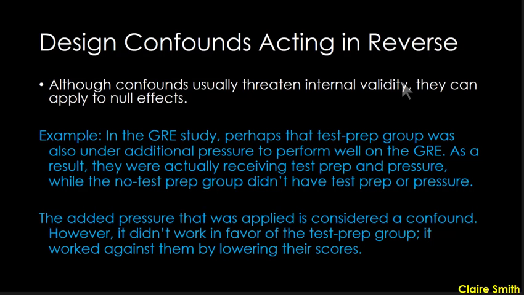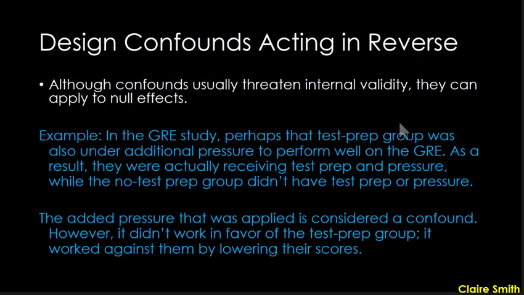Design confounds can act in reverse. So usually they're going to threaten the internal validity. So we don't know for sure if the results we see are due to what they're supposed to be or they're due to some confound. We've talked about this plenty. But they can actually also lead to null effects, right? So instead of seeing an effect when there wasn't one, maybe there's supposed to be an effect, but because of a confound, we don't see an effect, right?